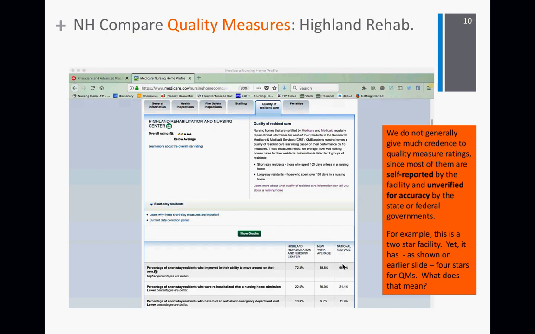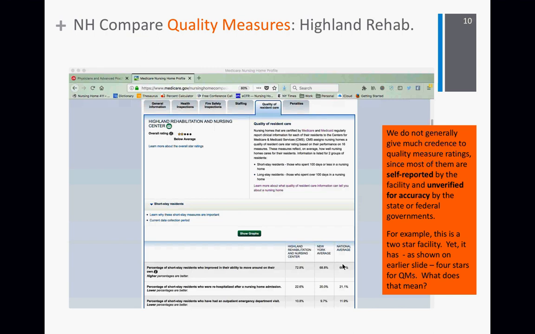But again, I think this is a good example of what does that mean. That is something that is really subjective. So it raises concerns for me as someone who's an advocate and does research on these issues, that if it's a subjective measure, then by definition it's really someone's opinion rather than something that may necessarily be grounded in fact. The next one is percentages of short-stay residents who are rehospitalized after a nursing home admission.